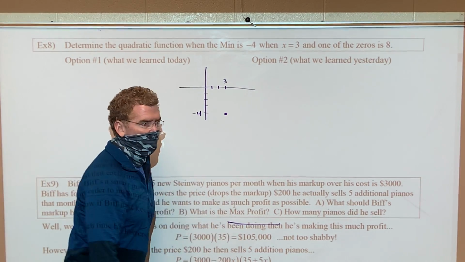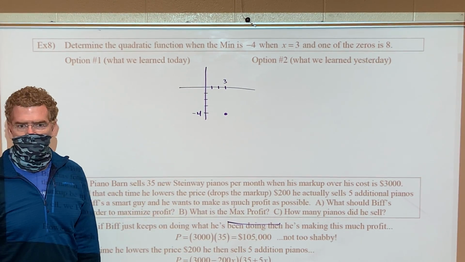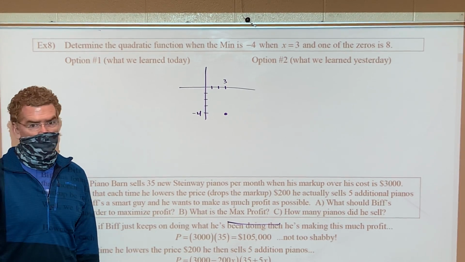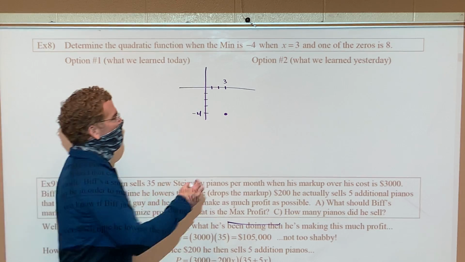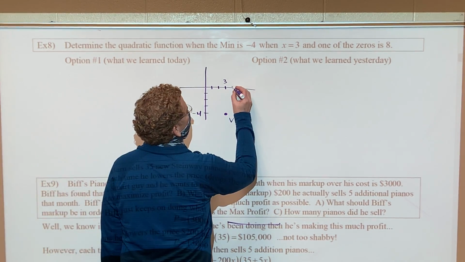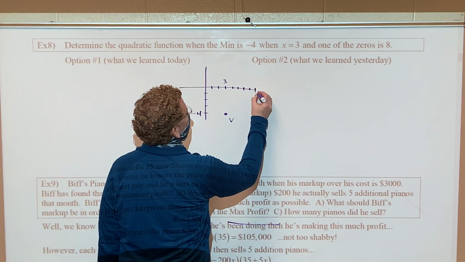It's positive. What did I just give you right there? A formula. I just gave you a vertex. You know that if we're talking about min or max on quadratics, we're talking about a vertex. And it says one of the zeros is 8. 4, 5, 6, 7, 8.